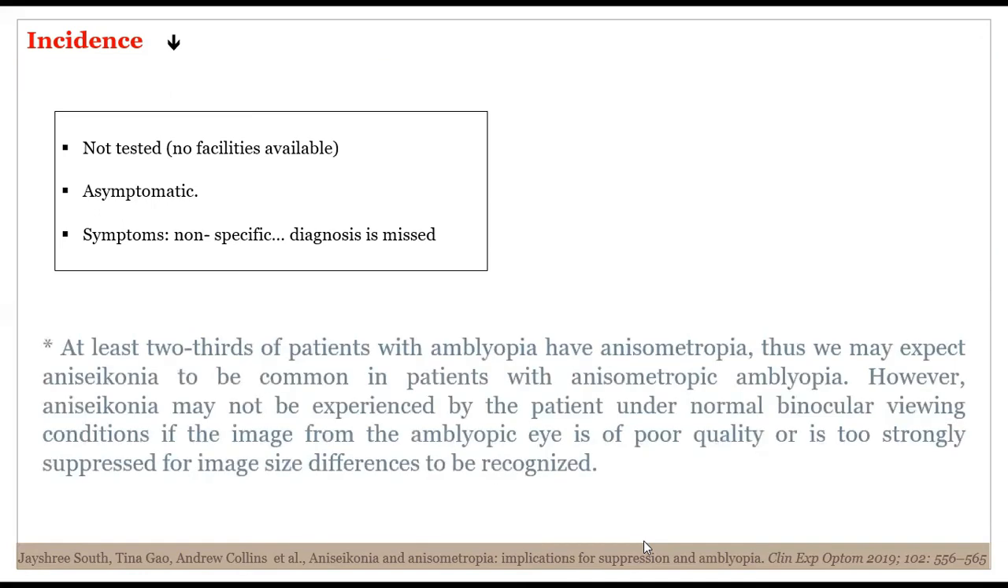However, if you notice that at least 2/3 of patients with amblyopia have anisometropia, so you may expect the presence of aniseikonia in those patients. However, they may not experience the symptoms because they have either poor vision in the amblyopic eye or the image is too strongly suppressed by the image size difference under binocular conditions.